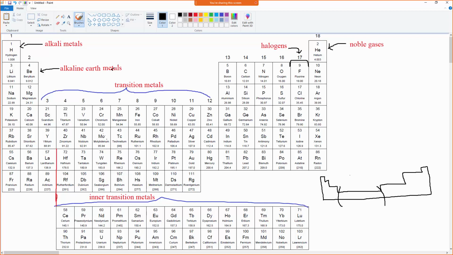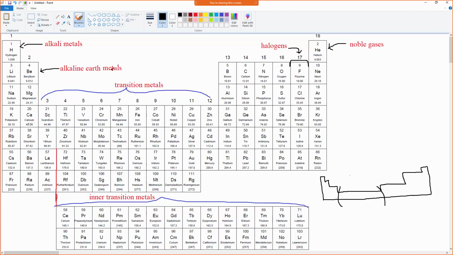So typically the reason that we put these inner transition metals down at the bottom is so that this whole thing fits really well on an 8.5 by 11 sheet of paper. That's primarily the reason. The secondary reason is that we don't use those a lot, so we just put them down on the bottom. Nobody has to look at them. Most of them are synthetic, and they're kind of hard to find, so we don't use them a ton. So those are the group names you need to know.